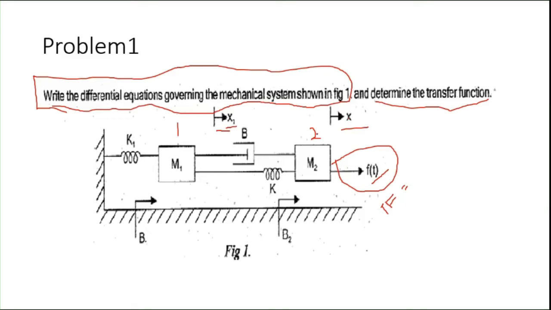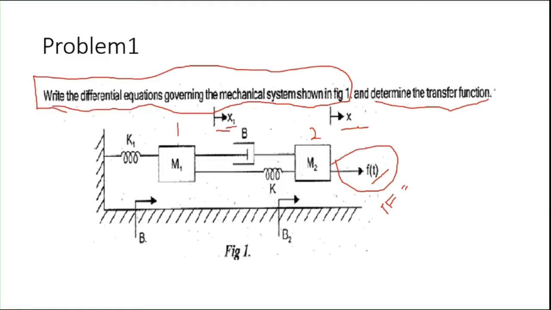Considering x1 and x, the input is force and the output is displacement. Which displacement can we take as output? There are two displacements, x1 and x. Which one is the output? Output is what the user gets, or what the system is providing outside. Which displacement is the system providing to outside? x1 or x?